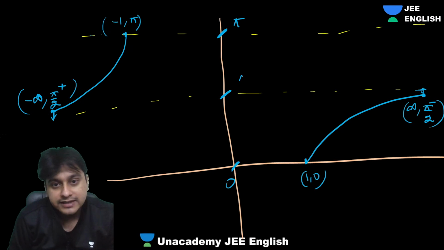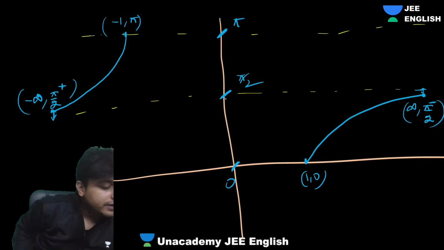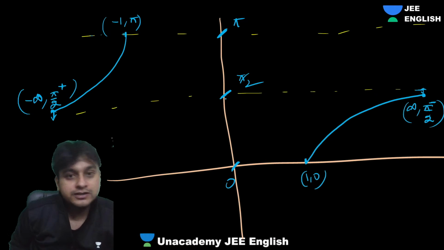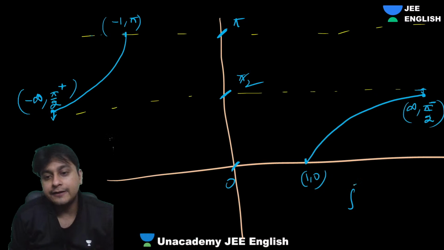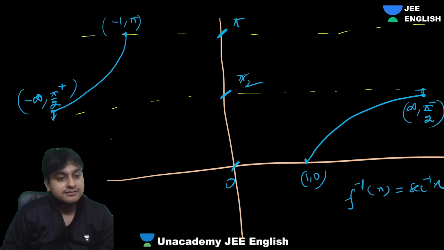Are you able to understand? This is a point called pi by 2. Did everyone understand this one? So this is the graph of what, guys? F inverse x equals sec inverse x. Rocky, are you there? Rocky.